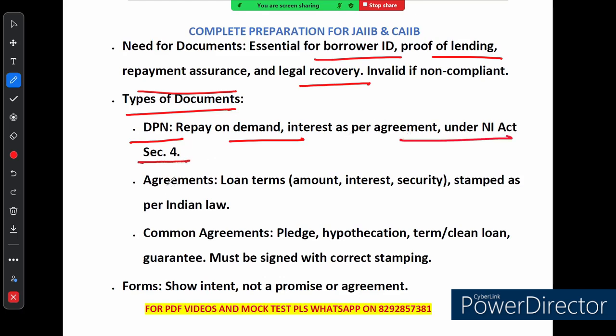Next we have agreements. These agreements cover the loan amount, interest, and security. They need to be stamped as per Indian law to be valid. Some common agreements include pledge, hypothecation, term or clear loan, and guarantee.